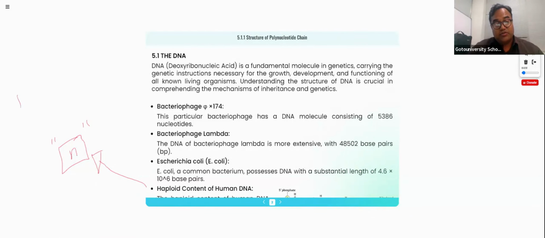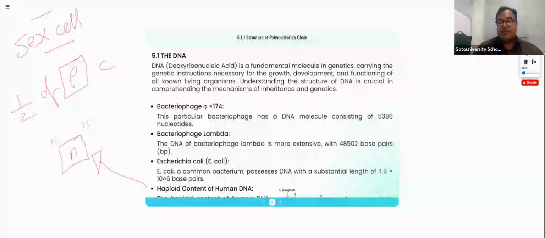So half of the parental chromosome is present in the haploid cells of the human, right? The haploid cells of the human indirectly speak about sex cells. Either you say sex cells or gametes or reproductive cells, that is having half of the parental chromosome, right?